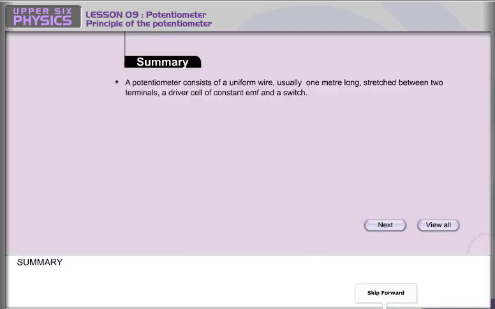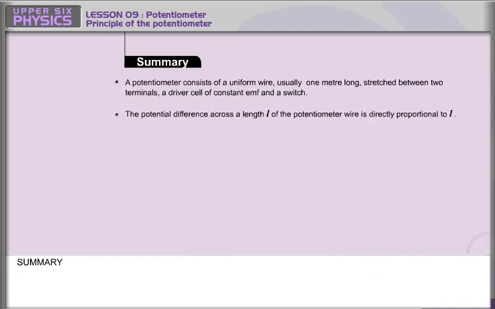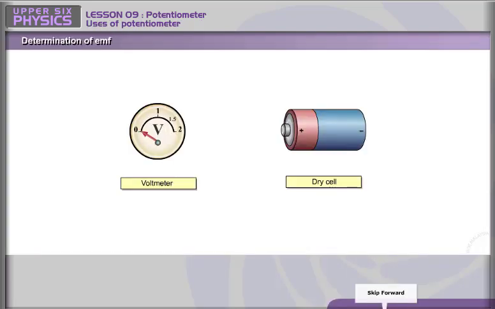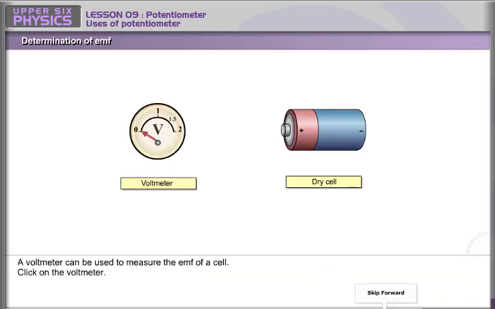Summary. A potentiometer consists of a uniform wire, usually 1 meter long, stretched between two terminals, a driver cell of a constant EMF, and a switch. The potential difference across a length L of the potentiometer wire is directly proportional to L. A voltmeter can be used to measure the EMF of a cell.